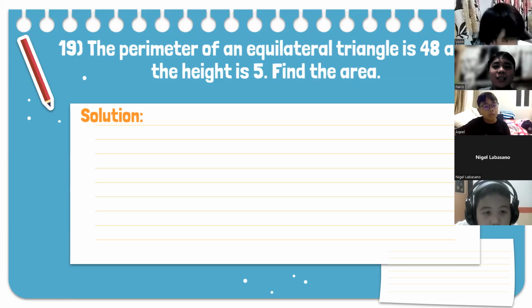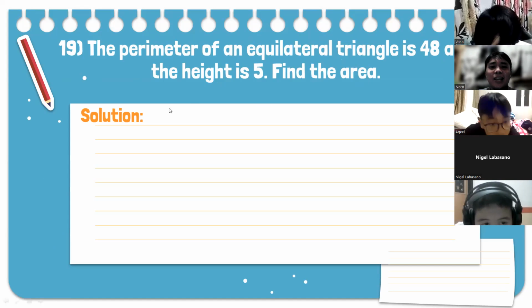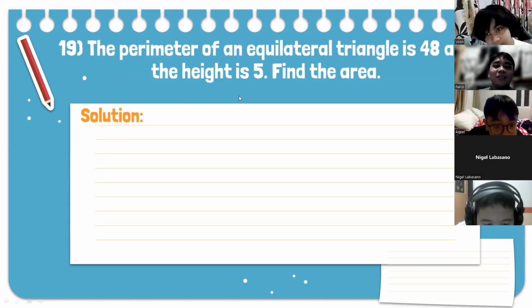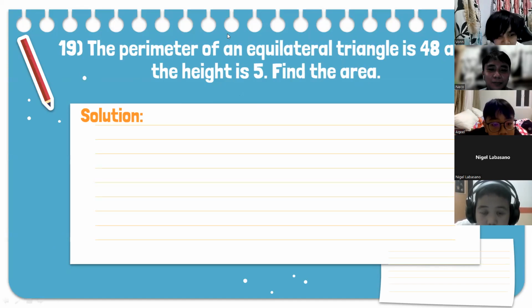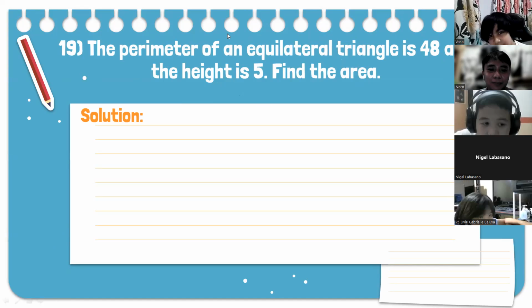The perimeter of an equilateral triangle is 48 and the height is given. What if the height is not given? How do you solve it? Do you guys know how to solve it? The height was not given. Need the height in order to find the area. So without any other Heron's formula po.